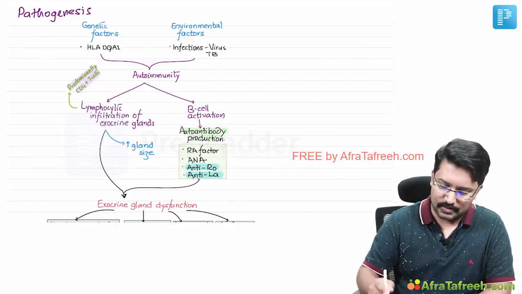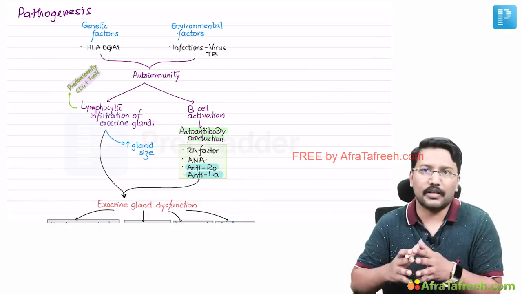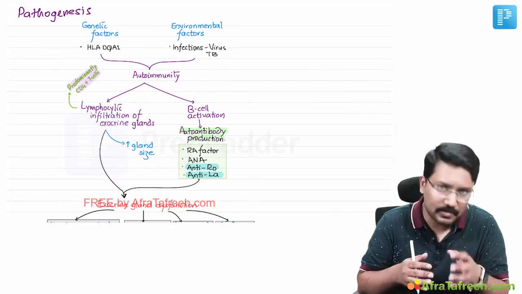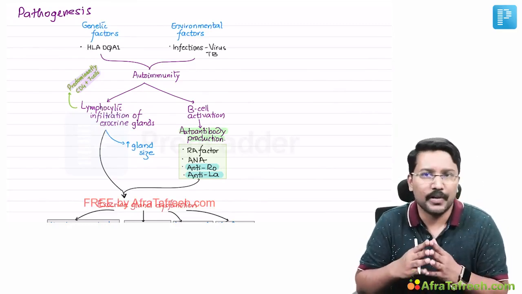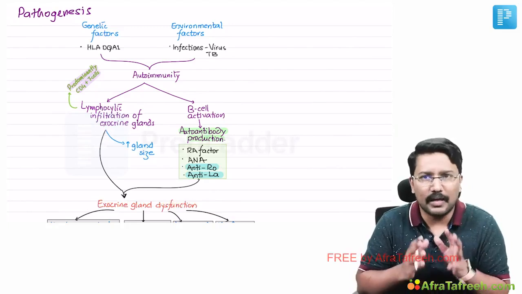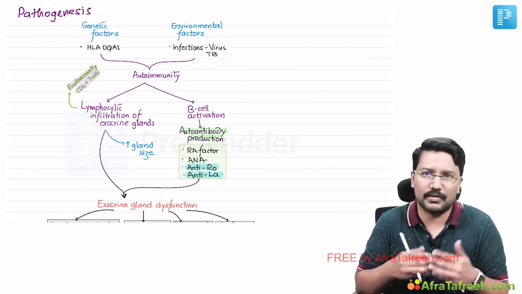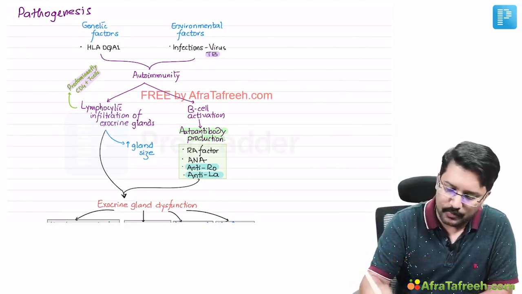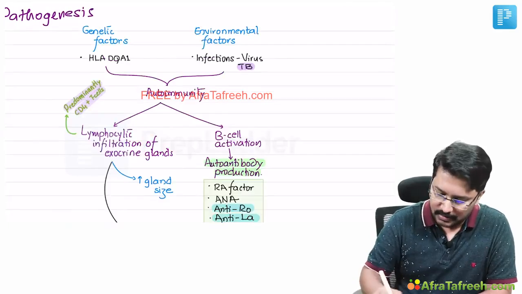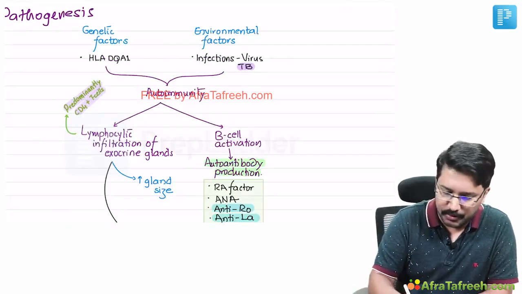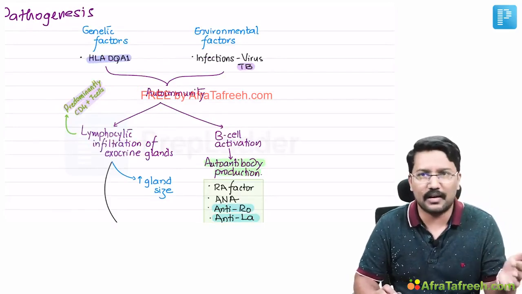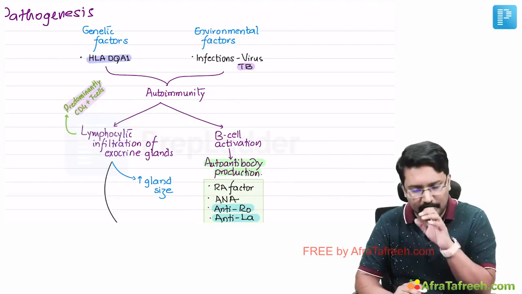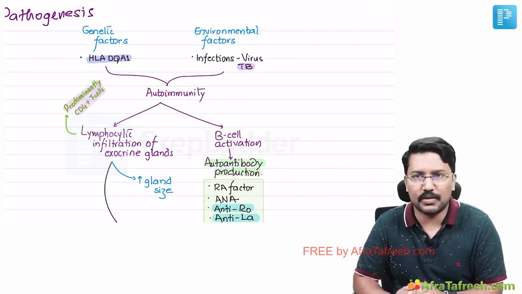Now coming to pathogenesis, we already know there is some genetic role and probably some role of environmental factors. Various infections have been incriminated in the pathogenesis of Sjogren's syndrome, like certain viral infections. I particularly want you to remember tuberculosis, very relevant in the Indian context, which has also been implicated. Genetic factors include certain HLA genes, particularly HLA-DQA1, as well as DR3 and DRW52. Environmental factors are infections, particularly tuberculosis.